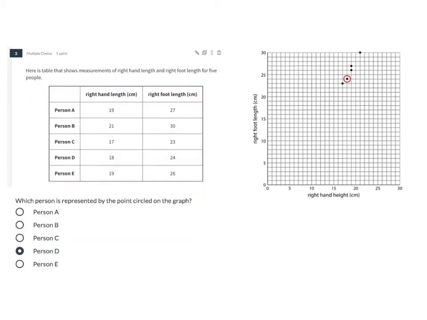All right, number 3. So we have a table. We also have a scatter plot. It says, which person is represented by the point that is circled? So we're going to look at that. That's probably around 18, okay? So 18 comma like 24. If we look at it, 18 comma 24, that would be person D. That's why our answer is person D. So we're just looking at the scatter plot, reading the table, and understanding the information.